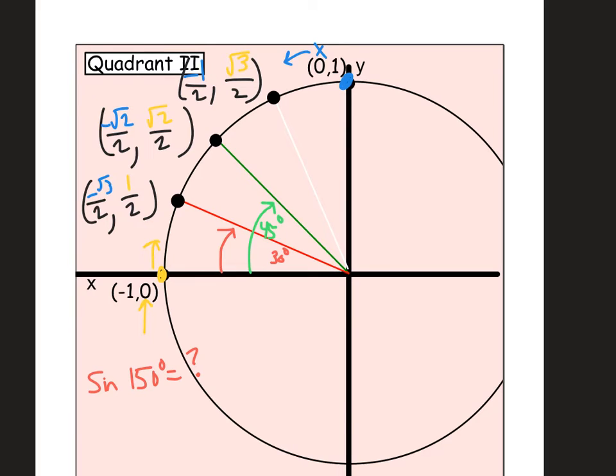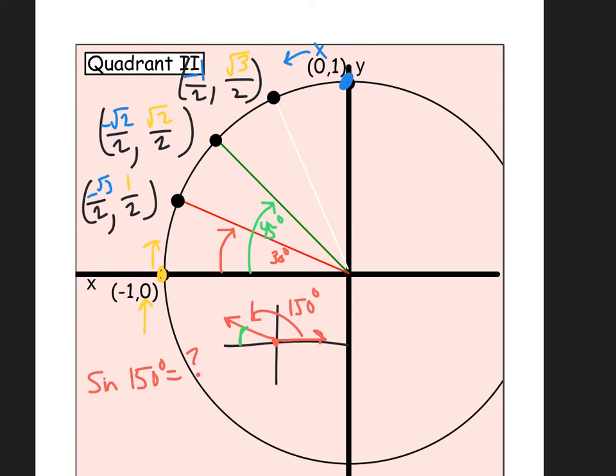Okay, where is 150 degrees? Well, 150 degree angle, let me just do a little sketch inside of a sketch. 150 degree angle starts here, and it goes around there. 150 degrees would be right there, right? We need to think about its reference angle, okay? Reference angle, how far away are you from the x-axis? How far are we from 180? We're 30 degrees away, right?